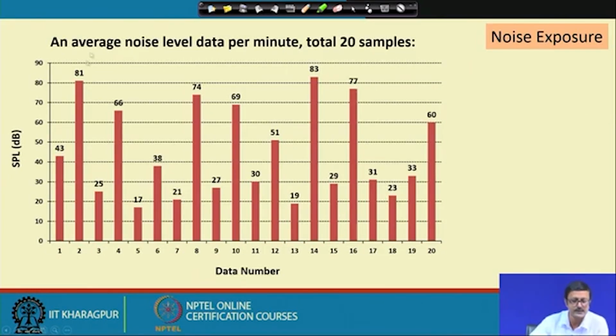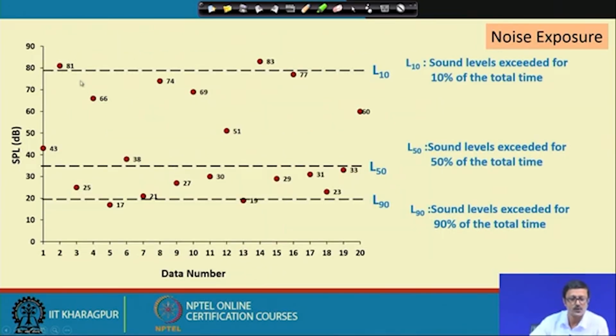So, what I did is a bar diagram. Those 20 data and this SPL. The first one is 43, 81, 25, 66 like that. Some are very high, some very low, some in the medium range. So, I plotted those, and I know that I have 20 data.